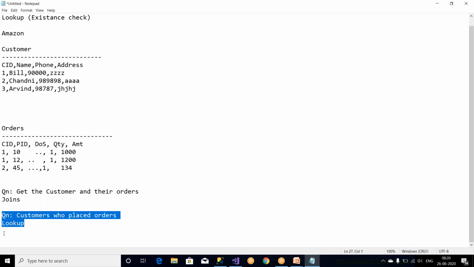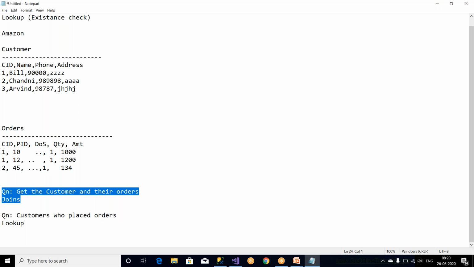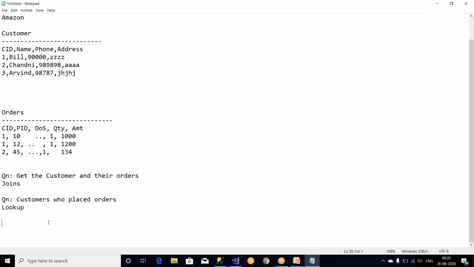Clear? So many people will have a confusion. Where should I use joins? Where should I use lookup? In the queries, what we normally are going to be writing is like this. Lookup can be written in SQL like this. Select name from the customers table.